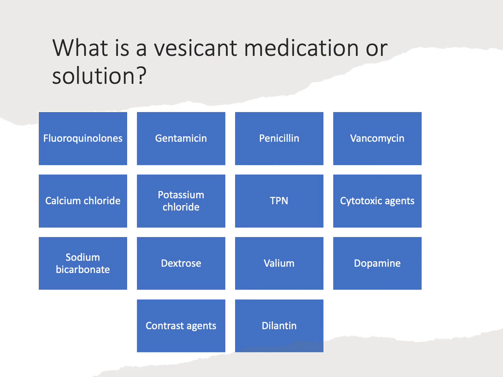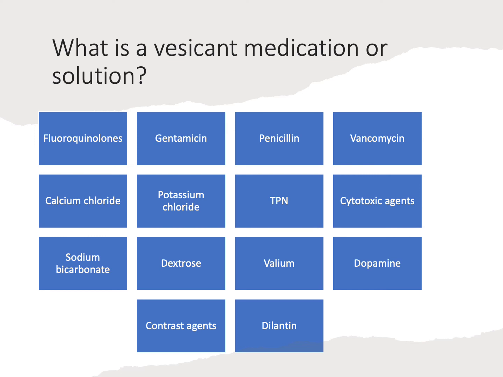So these are some vesicant medications or solutions that I just wanted to bring your attention, because I know you've heard of some of these drugs. Fluoroquinolones, gentamicin, penicillin, vancomycin, calcium chloride, potassium chloride, TPN, cytotoxic agents, sodium bicarb, dextrose in greater than 10% dextrose, Valium, dopamine, contrast agents used in radiology, Dilantin. Okay, so these are just some. There are so many more, but I just wanted to bring to your attention quite a few antibiotics are vesicant.